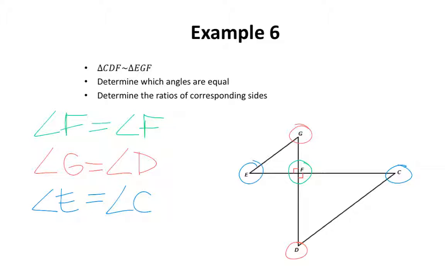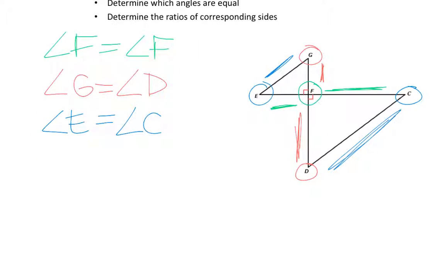So let's pick a random side. I'm going to choose side EF. Side EF likely corresponds with side CF. You can look at the colors to help you. Next, I'm going to look at side EG. That is called the hypotenuse since it is opposite to the 90-degree angle. And side CD is likely the corresponding side. And last but not least, I'm going to take a look at side GF, and side GF probably corresponds to side DF.